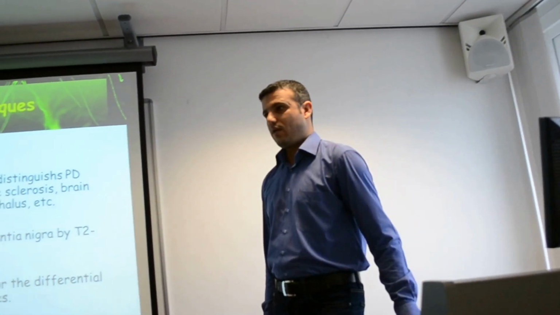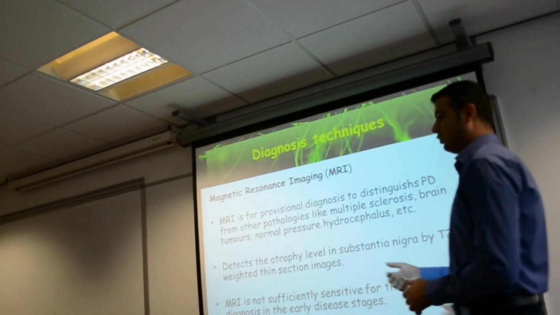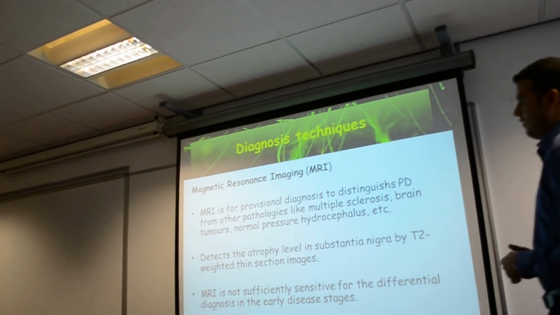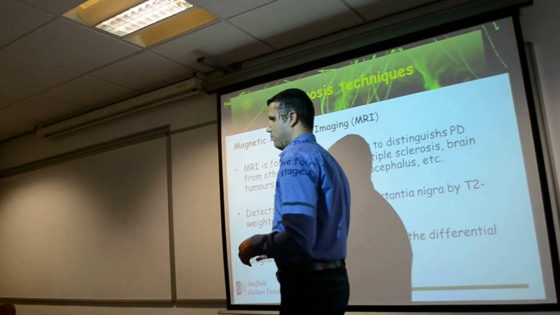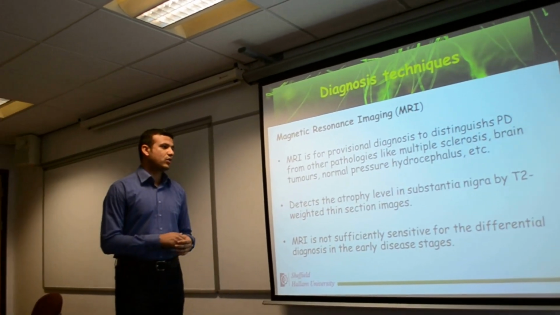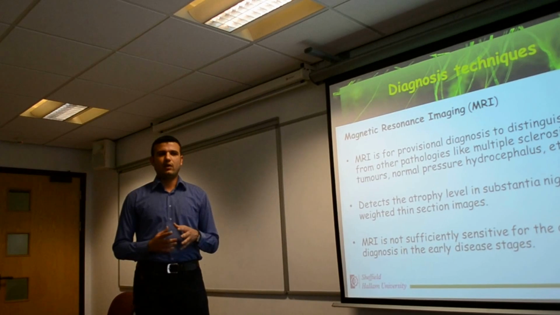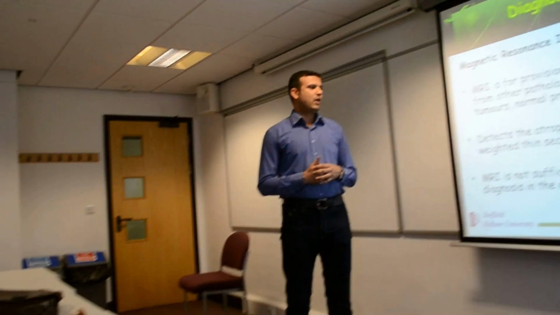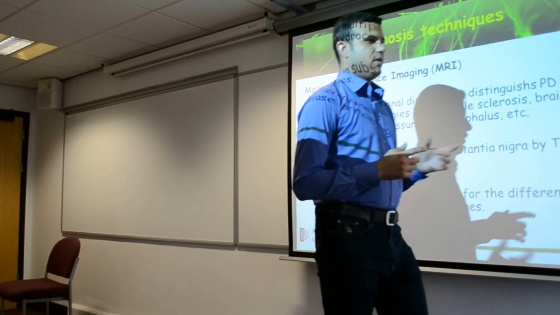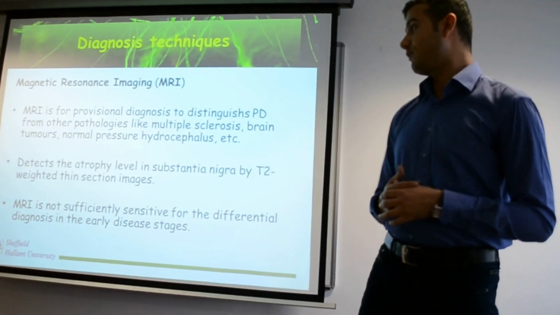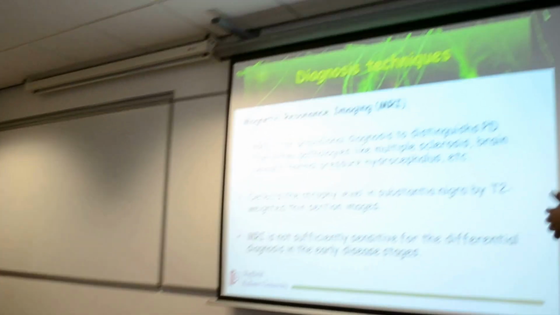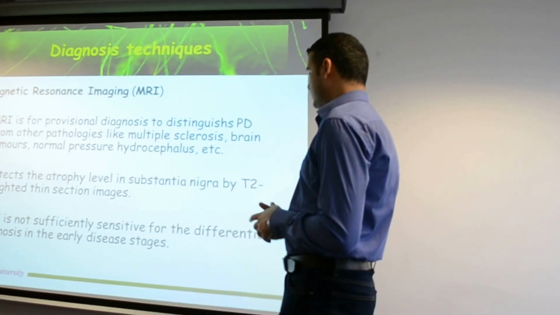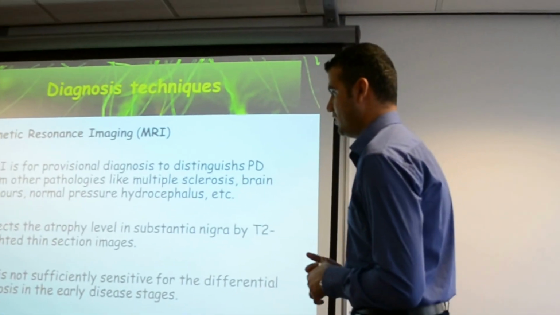For MRI, they use it for initial diagnosis, because we will talk about that later on, why it's not the final diagnosis technique. Overall, the molecular basis of MRI depends on measuring the ratio between water and fat in the tissues, and if there is atrophy in the tissue, we will see a defect in that ratio. So it depends on detecting the atrophy level in the substantia nigra region by this technique, T2 weighted thin section images.